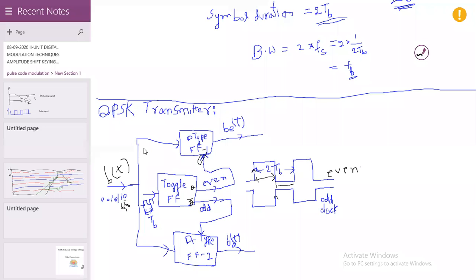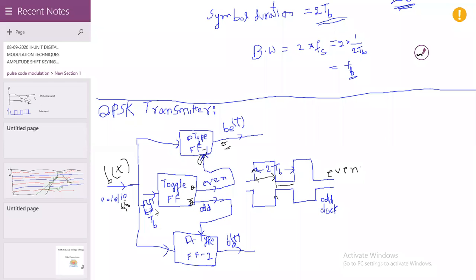So here that can be given to both sides. When the first data is given, the first data comes to this branch. But D-type flip-flop 2 is in an off state at this time, and only D-type flip-flop 1 is on. Therefore, the even data is available at D-type flip-flop 1 during this TB duration. That means when the even clock is on, the even data is available at the output.